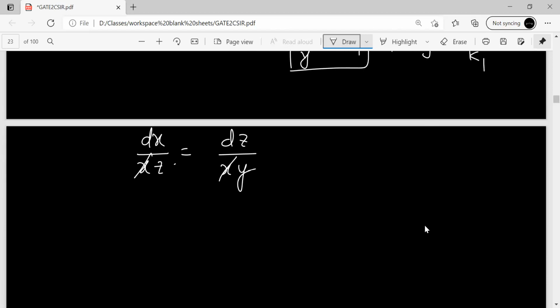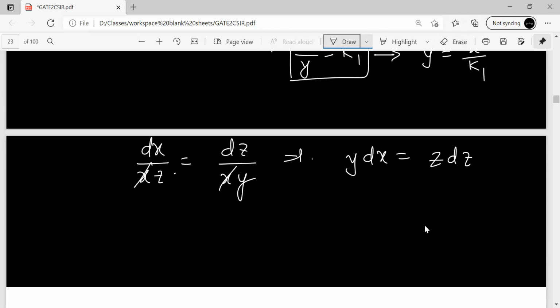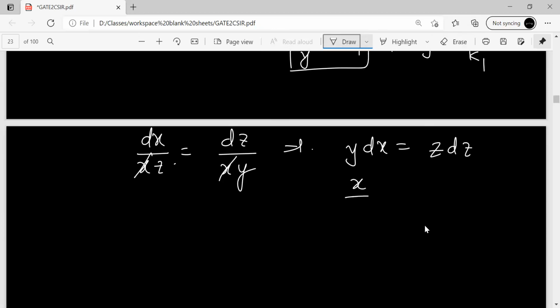It will be x upon k1, and I use this thing here. So first let's multiply all of them together. So y dx will be equal to z. There is no issue with this thing, but this requires a substitution. So I said it is x over k1. So x over k1 dx equal to z dz.